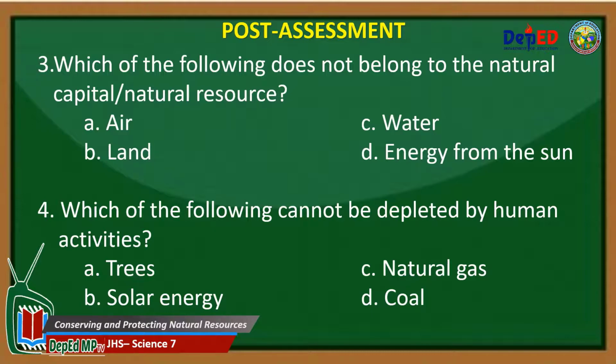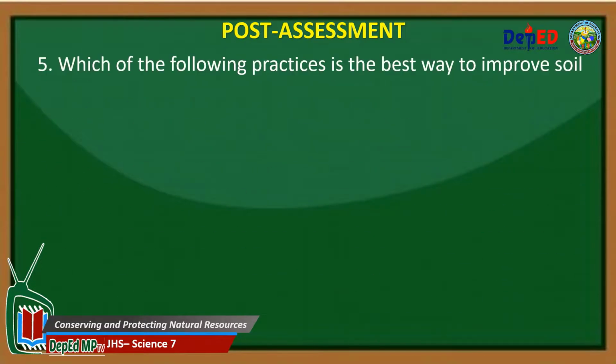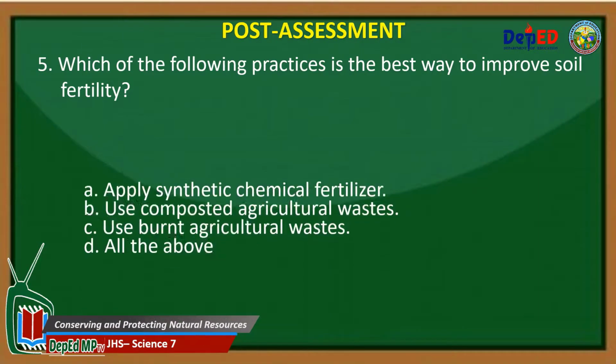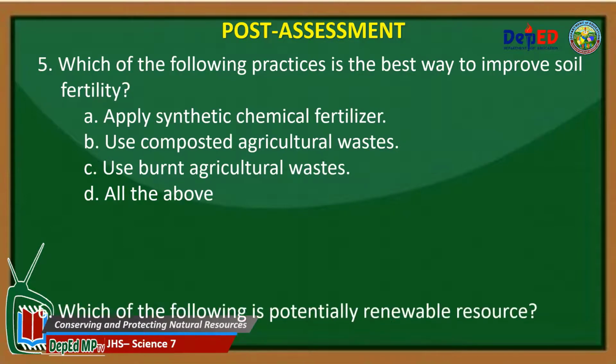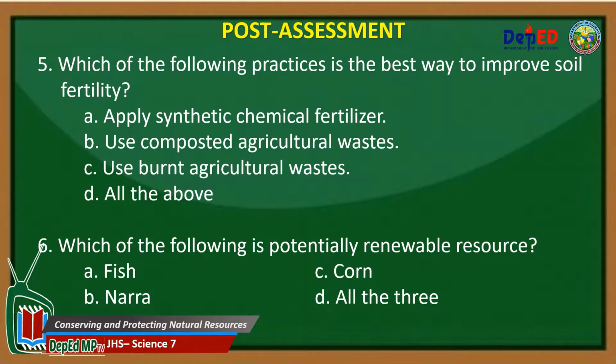5. Which of the following practices is the best way to improve soil fertility? A. Apply synthetic chemical fertilizer. B. Use composted agricultural wastes. C. Use burnt agricultural waste. D. All the above. Six. Which of the following is potentially renewable resource? A. Fish. B. Narra. C. Corn. D. All the three.